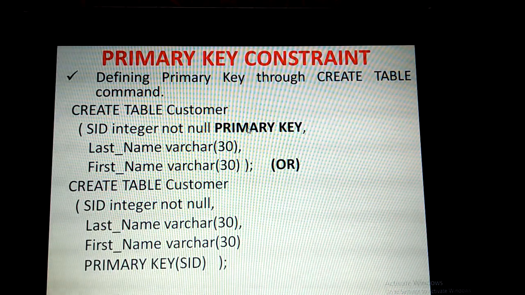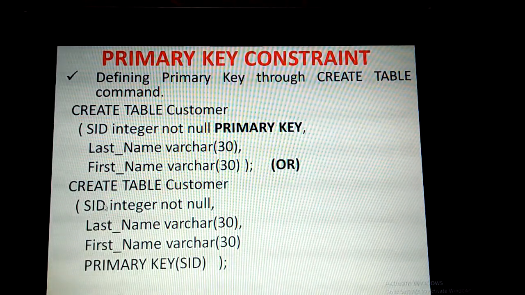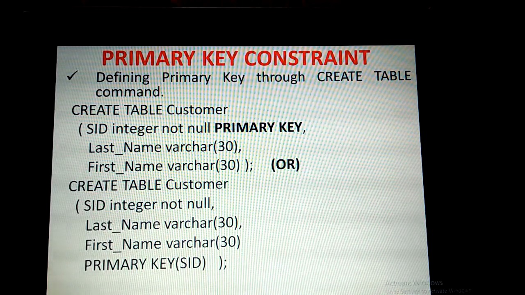There are two methods we can assign the primary key. One is in the same column definition itself we can assign the primary key, or at the end, after declaring the type of that column, like SID integer not null, and then giving comma, then finally we can write primary key, that is primary space key, and inside parenthesis SID we can give. In this method also we can specify the primary key for any field which is going to identify the value uniquely. So this is the way we can define the primary key through the create table command.